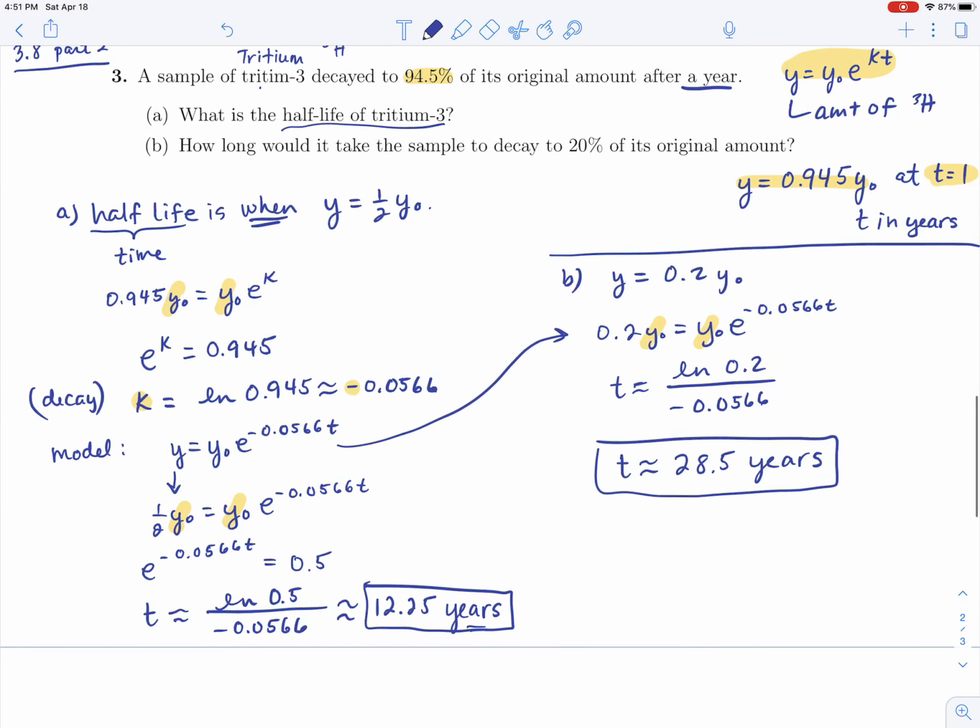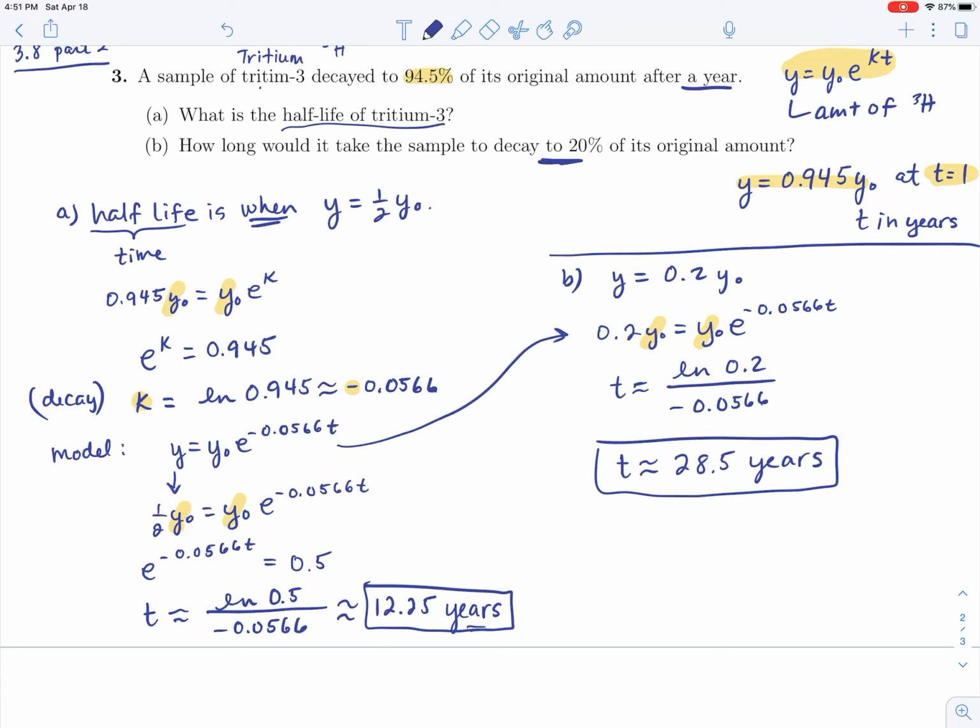Which makes some sense. If the half-life is 12 years, then the 20% life, hold on. Let's make sure that this makes sense. Half-life, so 50%, and then how long would it take the sample to decay 20% of its original amount? To 20% or decay 20%? It says decay to 20%. That would make a difference, right?